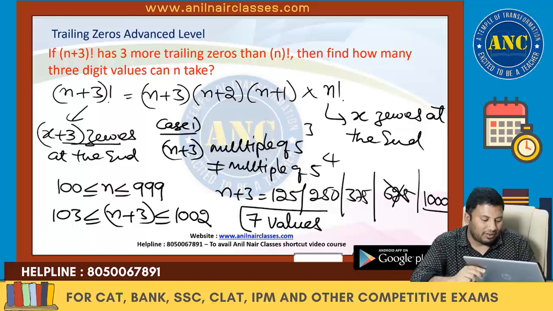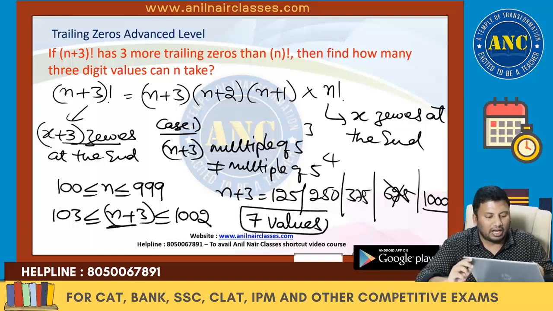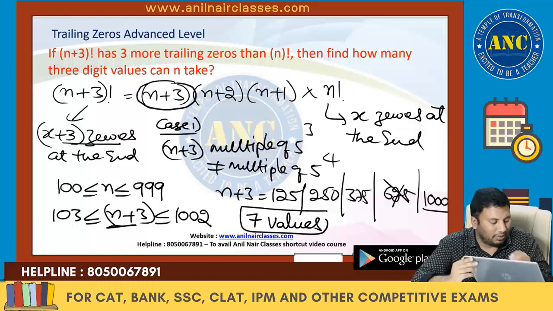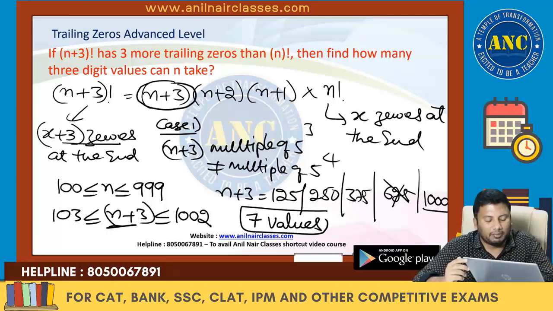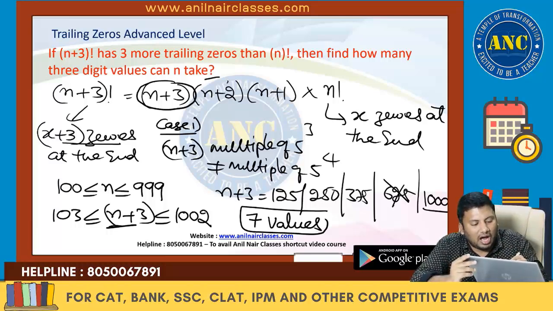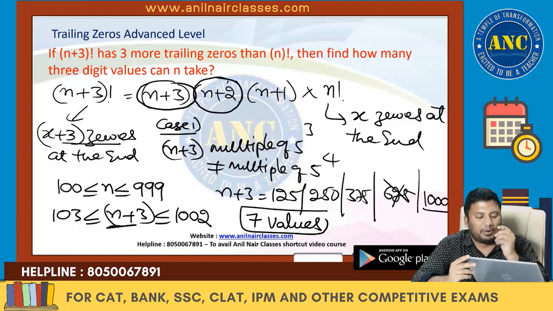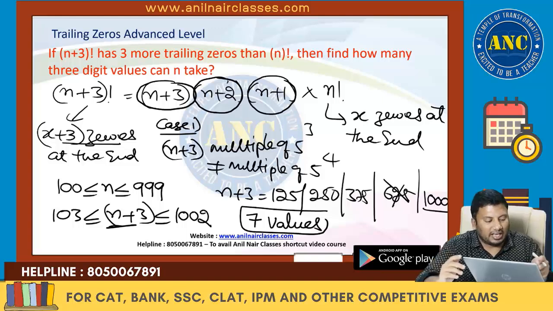From which I got 7 values, n plus 3. I hope it is clear. Either it can be a multiple of 5 power 3, or it can be a multiple of 5 power 3, or it can be a multiple of 5 power 3. Three cases we will take.